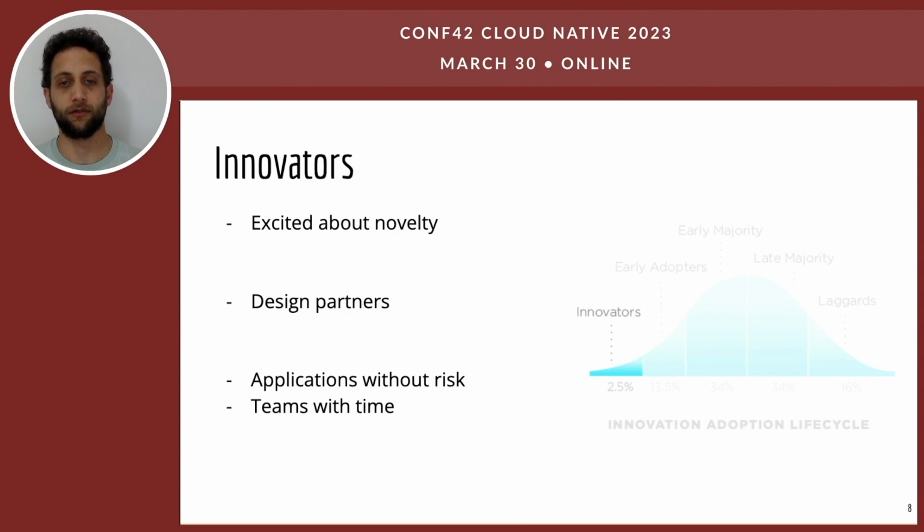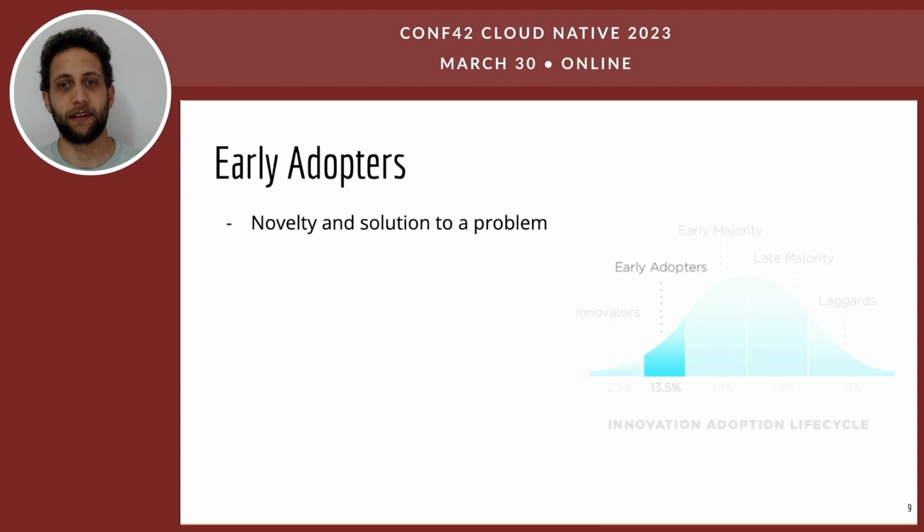For innovators, we will look for teams that have applications with no risk or low risk. We don't want applications that will impact customers if there is downtime or problems. We also need teams that have time and are willing to free time in their sprint for pairing with us and make the effort to use our tool. So we know who they are, we know what to do with them, we are ready to move to the next group. The second group is the early adopters.